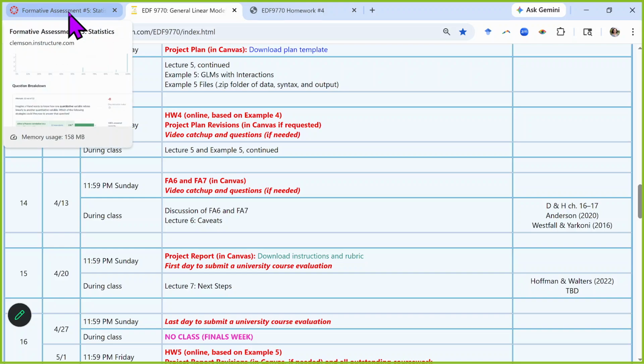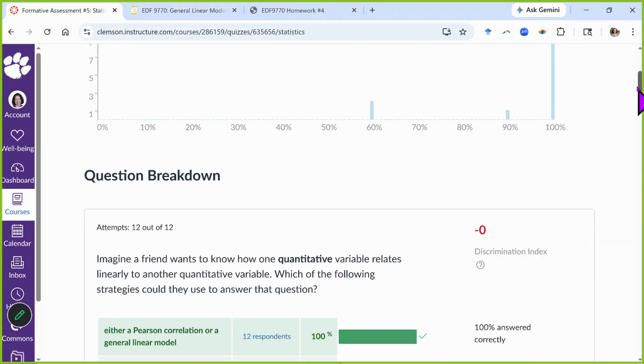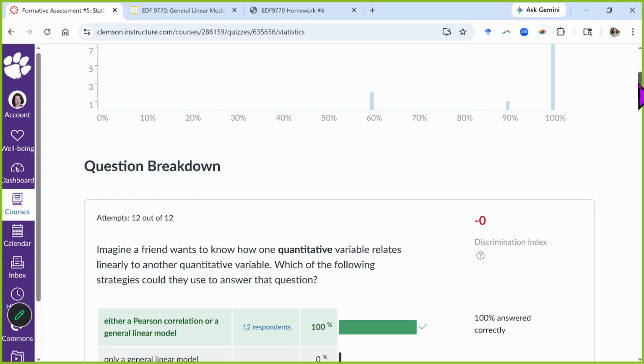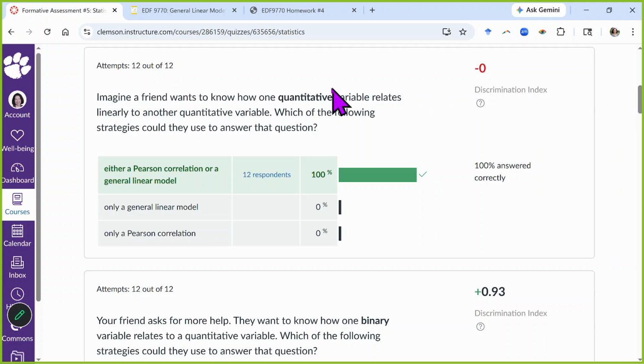Then how about we chat briefly about formative assessment number 5? Will that work for folks? Okay, so folks are liking the immediate feedback and getting the chance to fix your answers, so we're just going to stick with that. If you want to go through this multiple times and change your answers, go right ahead.